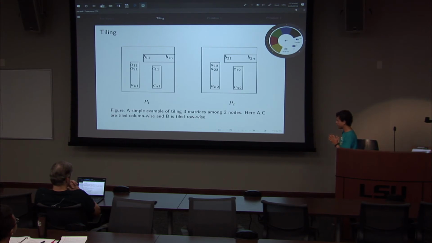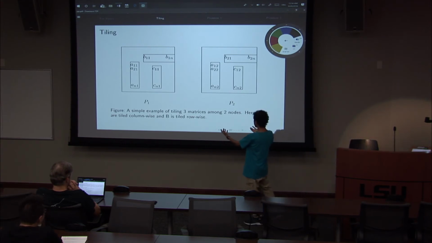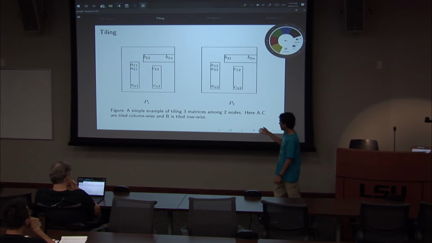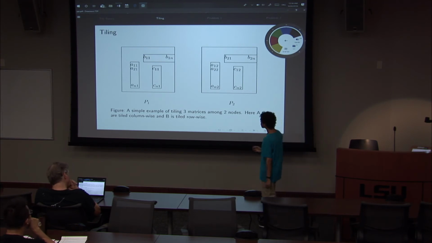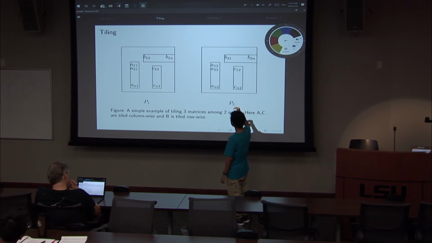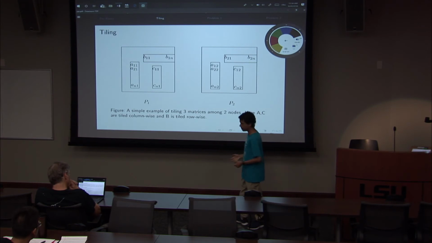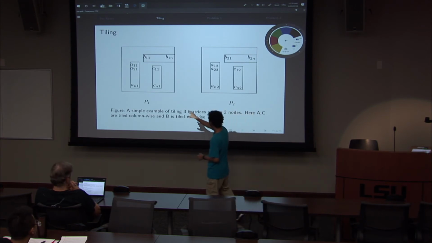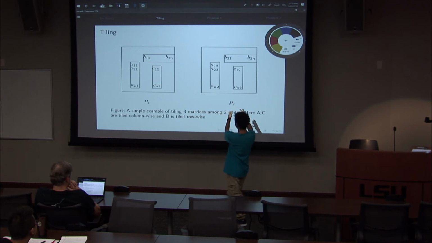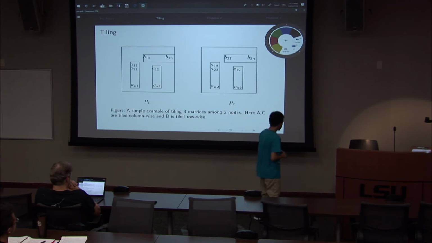Here's a simple example. We have 2 processors, and 3 matrices, A, B, and C. Tiling is basically a type of partitioning of the matrices across different processors. Here I have taken the 2 columns of A and put them in 2 different processors. Similarly for C, but for B, I have taken the 2 rows and put them into different processors. For the first case, we say it's a column-wise tiling, and for B, it's a row-wise tiling.